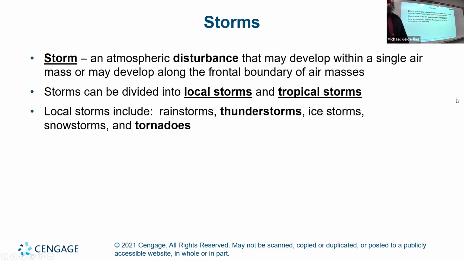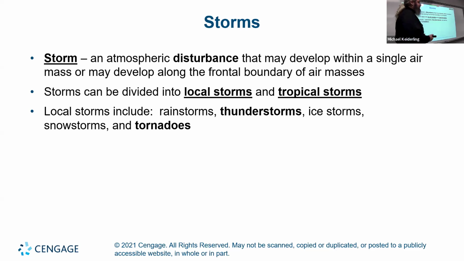Now, a storm is an atmospheric disturbance that can develop within a single air mass, or may develop along the boundary between air masses, the frontal boundary. Storms can be divided into two categories: local storms and tropical storms. Local storms are what you regularly experience. Things like rainstorms, thunderstorms, ice storms, snowstorms, and tornadoes.